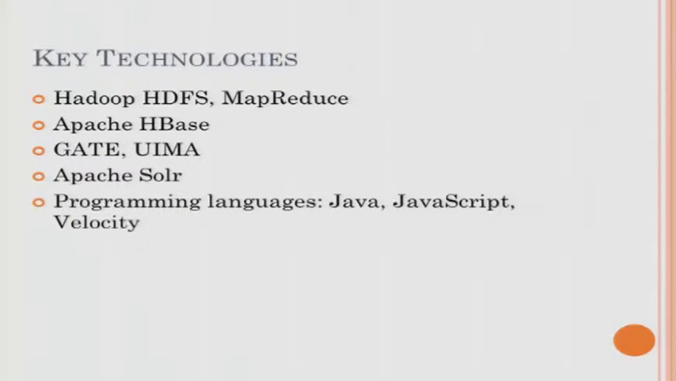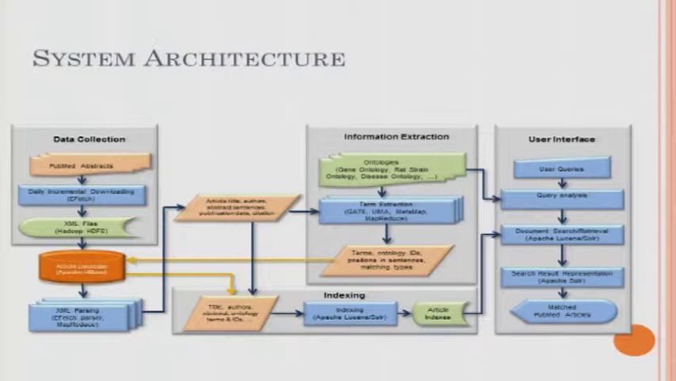Programming languages, we mostly use Java, JavaScript, and Velocity. This is the system structure of this current system. So we have a pipeline running to retrieve PubMed articles from NCBI daily.